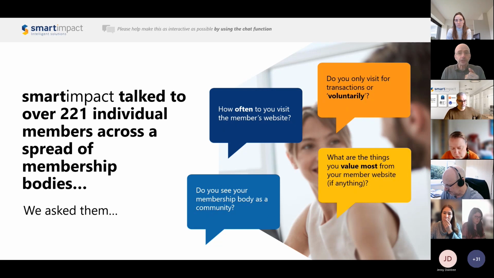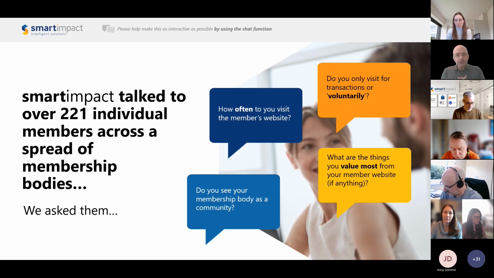And we're asking, is there a reason to go over and above transactions? We asked if they're getting any sense of community out of their membership body. Or is it purely a service? Is it a must-have as part of your professional life? And then we asked them, what are the things you value most, if anything, from your member website?